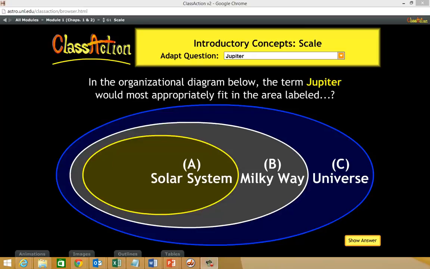We're going to go through some of the class action questions, similar to what we've done in class. I'm going to have you answer the question as best you can, and then stick around after you've answered. I'll give my take on the question.